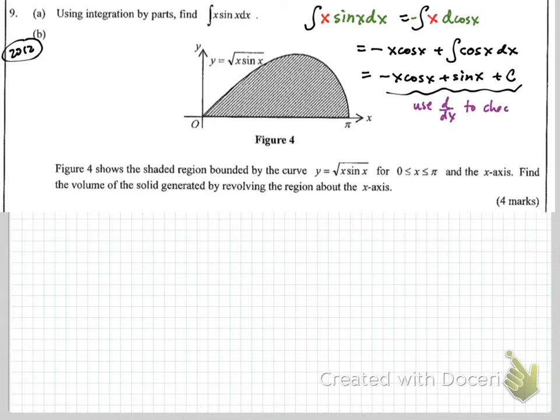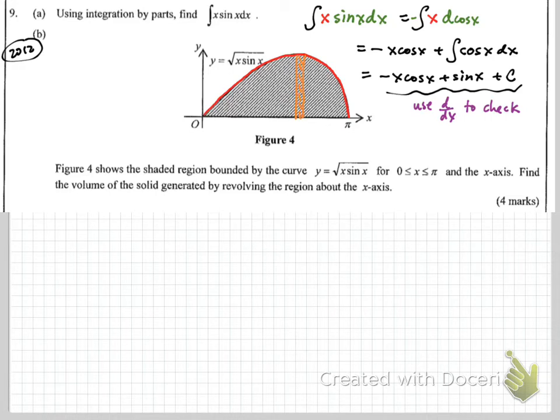The accuracy of this part A is very important. If you made a mistake in part A, you will not get the right answer in part B. So in part B, we have the curve, let me color it in red. It is y equals the square root of x sine x. And we want to find the volume of the solid generated by revolving the region about the x-axis. So that means this is the volume.